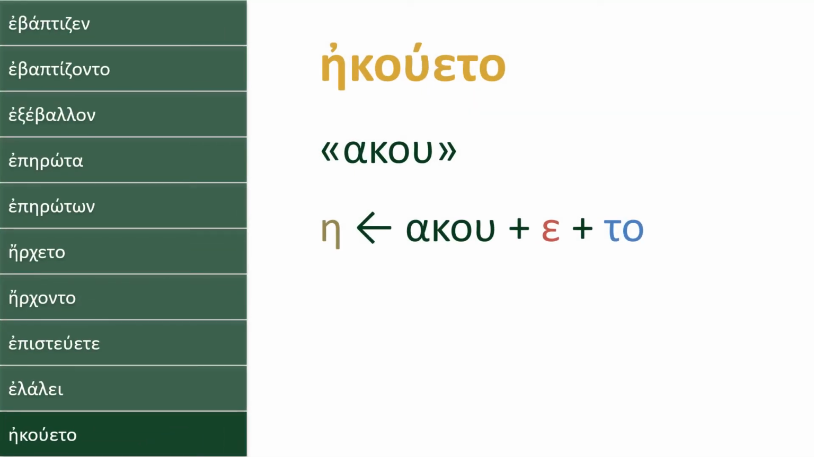Ekueta, he, she, or it was being heard, imperfect middle passive indicative third person singular from akuo, I hear. The verbal root is aku, which is also the present tense stem. We have a vocalic augment. The initial alpha lengthens to eta as the augment. We add the connecting vowel epsilon and the third person singular ending ta, and we get ekueta.